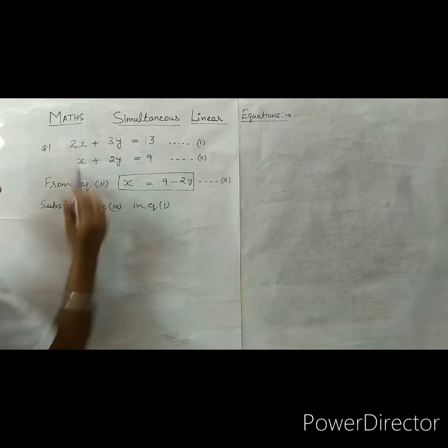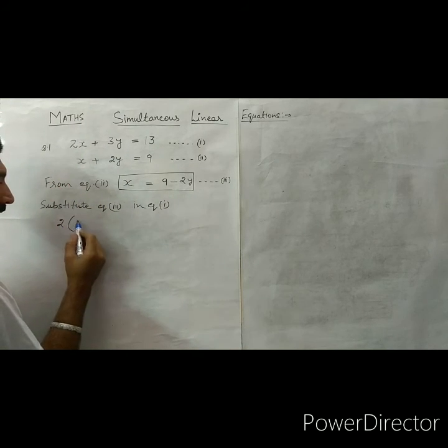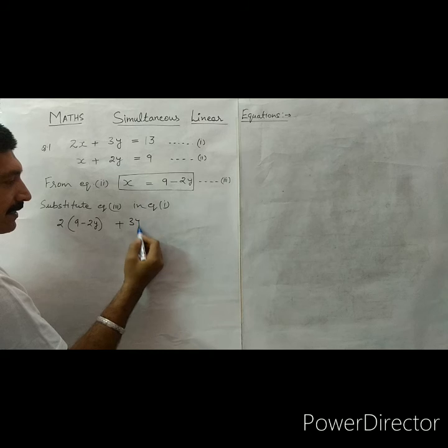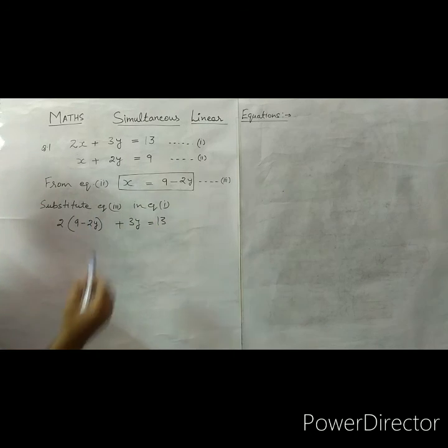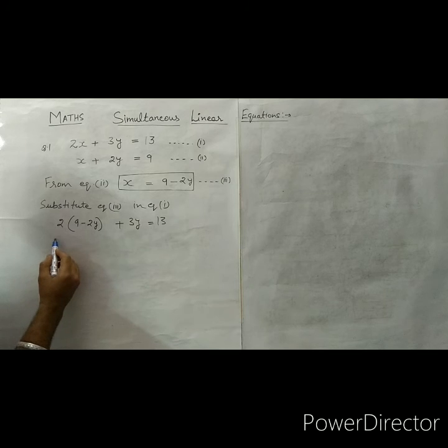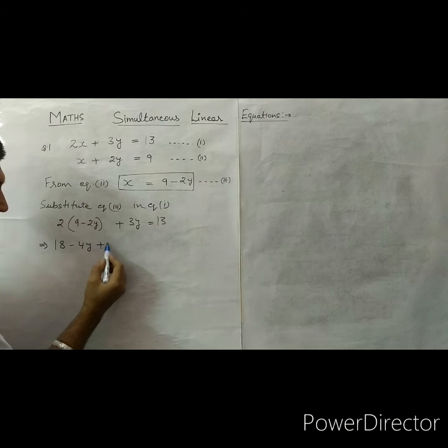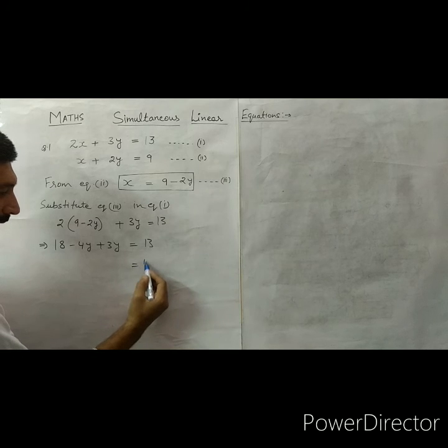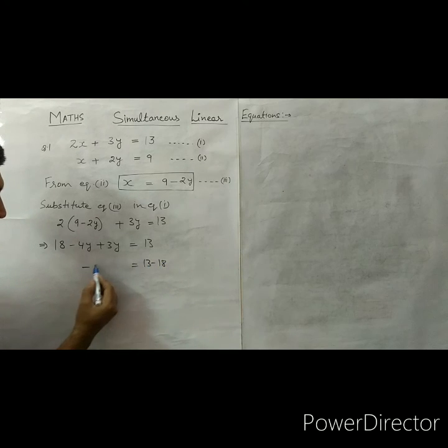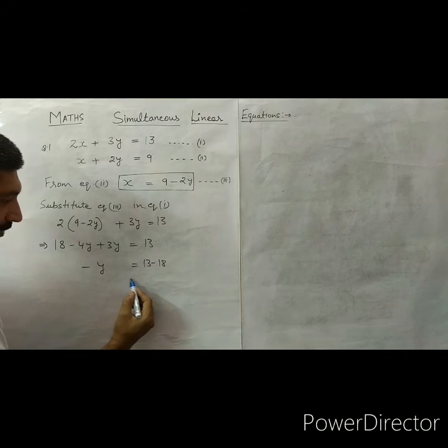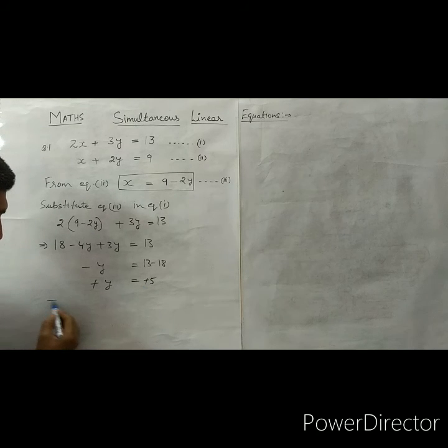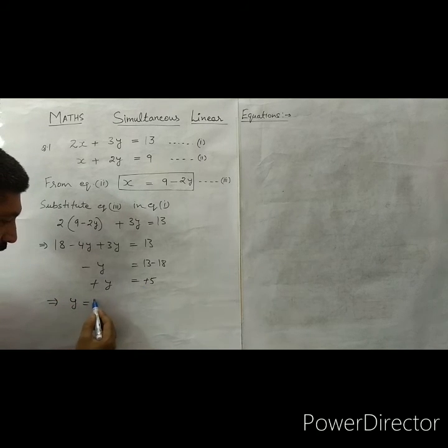So we get 2 times (9 minus 2y) plus 3y is equal to 13. This implies that 18 minus 4y plus 3y is equal to 13. So here 13 minus 18 is equal to minus y. So here we have minus 5 is equal to minus y. This implies that the value of y is equal to 5.